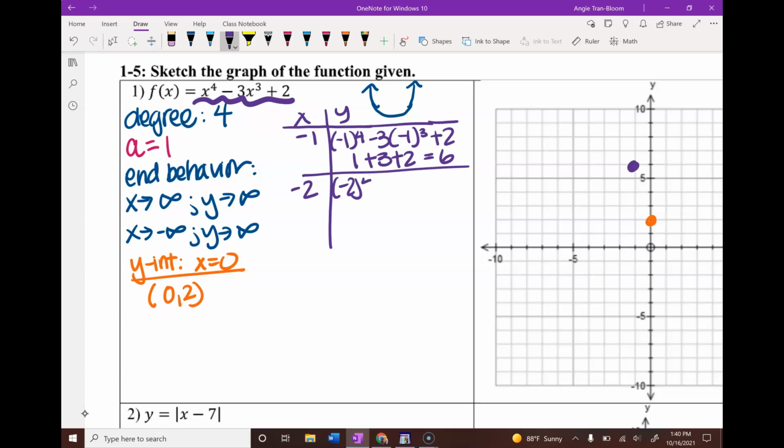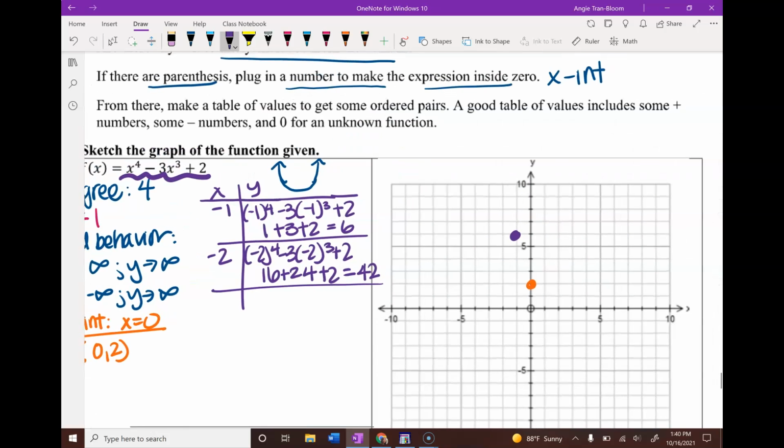So (-2) to the 4th minus 3 times (-2) to the 3rd, drop down the 2. (-2) to the 4th, students, is 16. (-2) to the 3rd is -8. -8, times the 3 in the front, so that's a positive 24. Add 2. Well, 16 plus 24, that's going to be 40. 40 plus 2 is 42. Well, that's a really large y value. So technically, let's pretend that 42 is all the way up here. I don't need any more negative x to use.